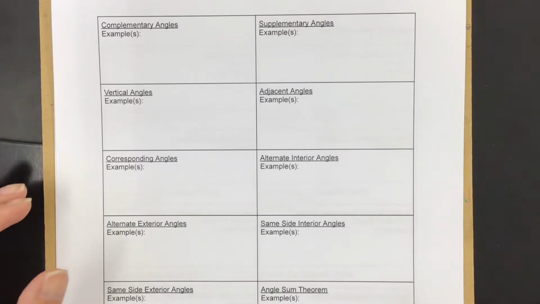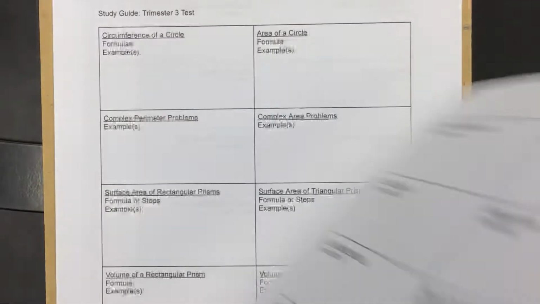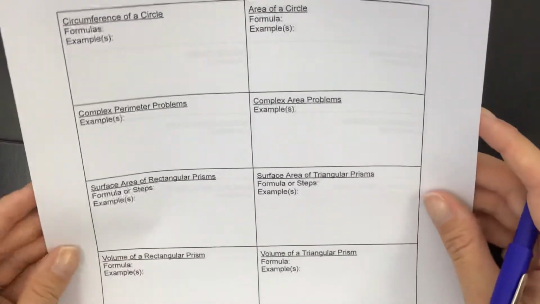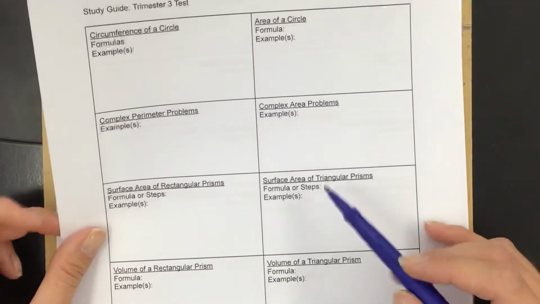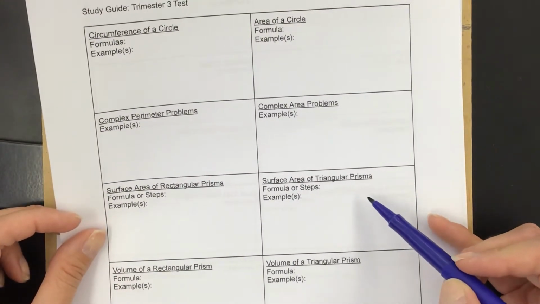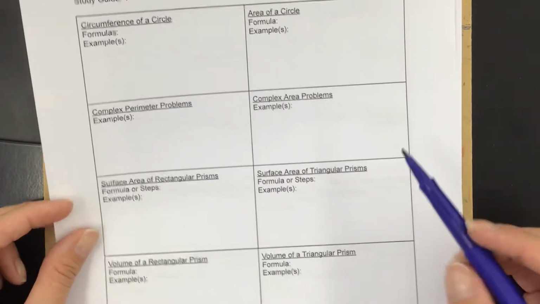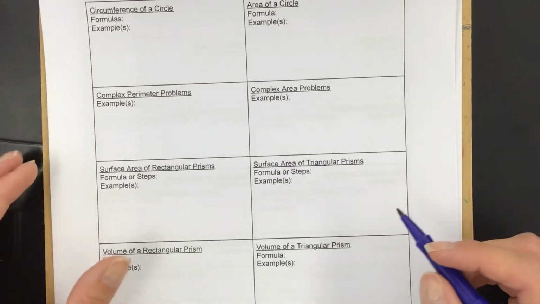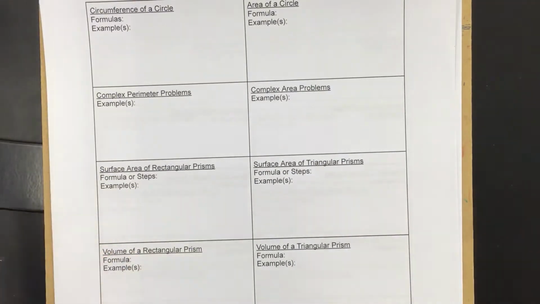Surface area of a triangle divided by 4. Surface area of triangular prisms. Yeah, and then there's like a hole. Yeah, like a hole in the door. Like a door hole for that.